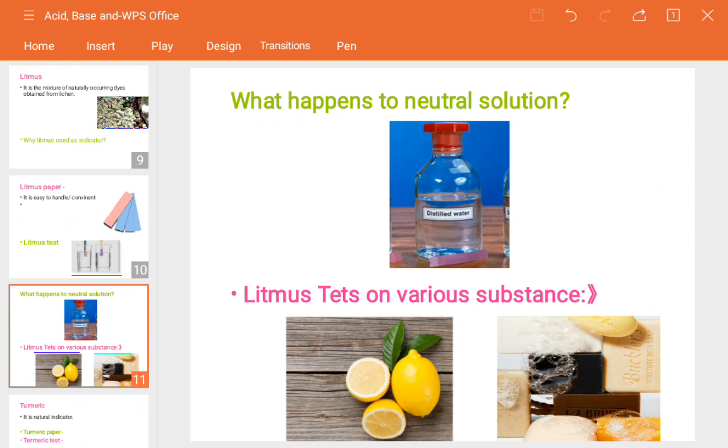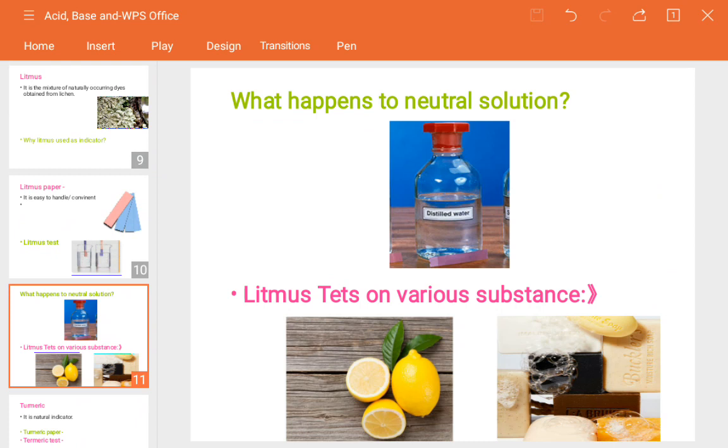So now, litmus test on various substances means, for example, lemon and soap. If you have one beaker in which you have squeezed lemon juice, and you dip blue litmus paper in the lemon juice, what happens? It will change into a red color, because the lemon consists of citric acid, and an acid will always change the color into red.